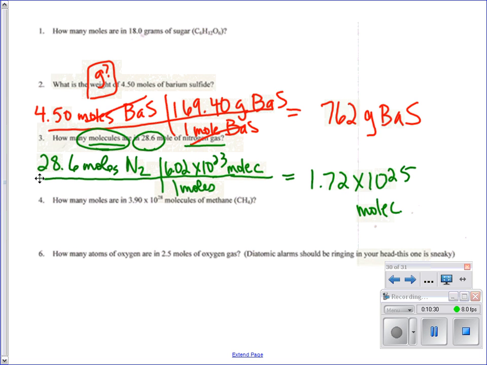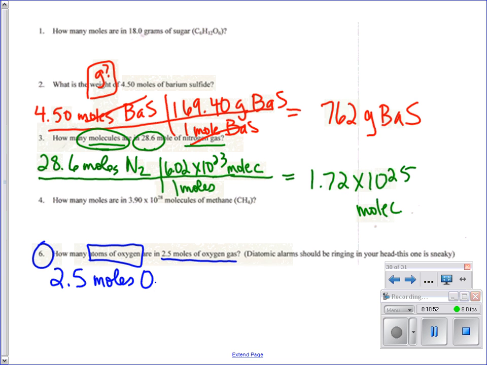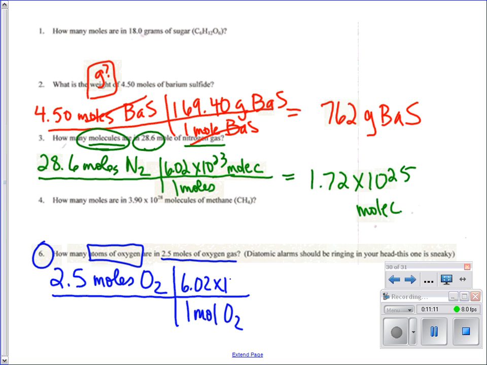So let's pop down to number 6. I'm trying to watch the time here super close. All right, how many atoms of oxygen are in 2.5 moles of oxygen gas? What can you tell me? There's a little hint there, diatomics. So we're looking for atoms, but we know that oxygen is actually O2 as molecules. So we have 2.5 moles of O2. When I multiply by 6.02 to get to the next level, what am I actually calculating? Molecules. So for every 1 mole of O2, there are 6.02 times 10 to the 23rd molecules.